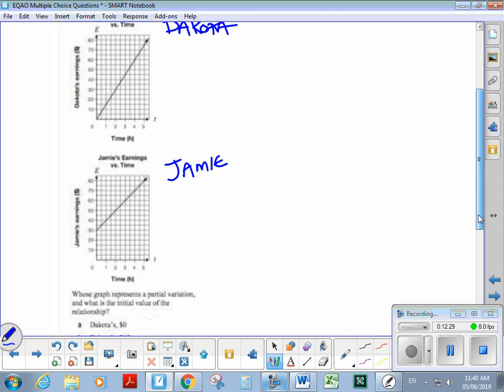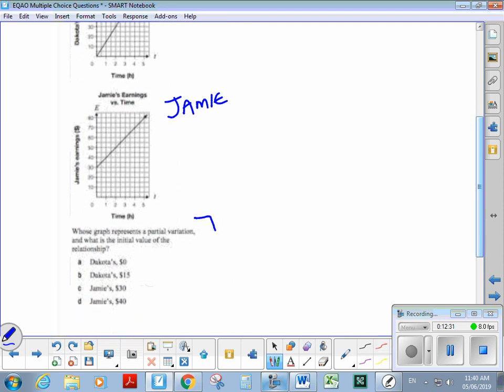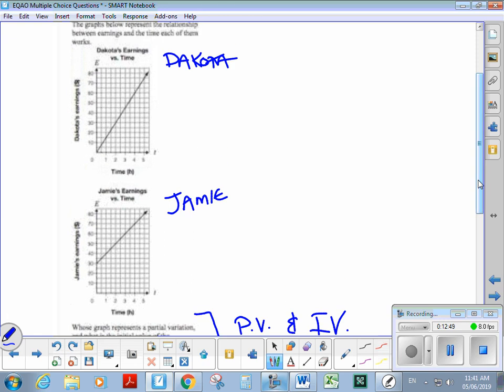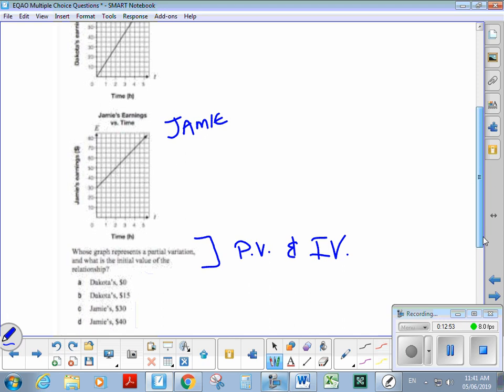The question is, whose graph represents a partial variation? And, there's an and, what is the initial value? So we're looking for a partial variation and the initial value. So pause the video here so you can take some time to figure out what is your answer. Good luck.